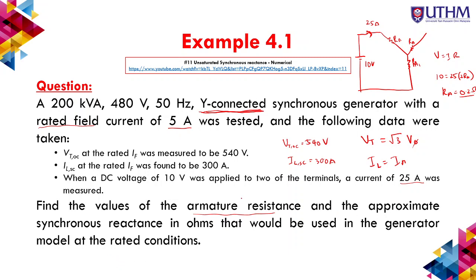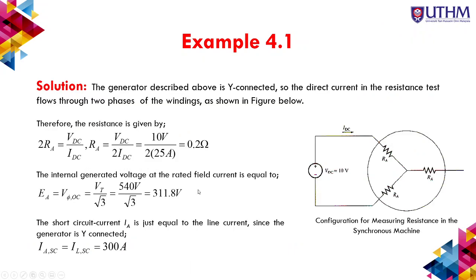Okay, and the approximate synchronous reactance. So they want RA and also the synchronous reactance XS, in the generator model at the rated condition. So this is the solution as I drew before. So the RA becomes 0.2. Okay, so RA is equal to 0.2.